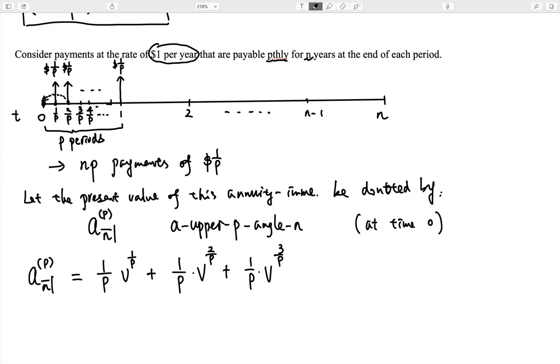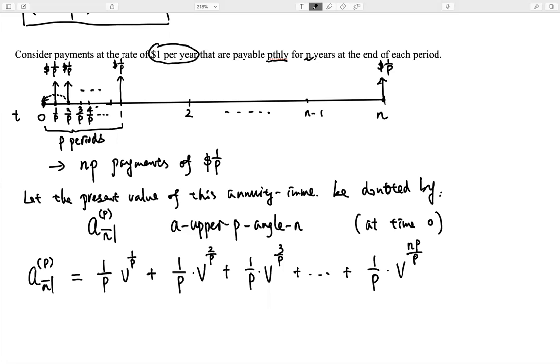So you can already see the pattern, right? 1 over P, 2 over P, 3 over P, 4 over P, etc. The amount in front is the same. And finally here, I will receive my last payment of size 1 over P, and I need to discount NP divided by P. So I know it's N years, right? Making sense because the last payment is made at time N. So that's N years after time 0. So I need to discount by N years.